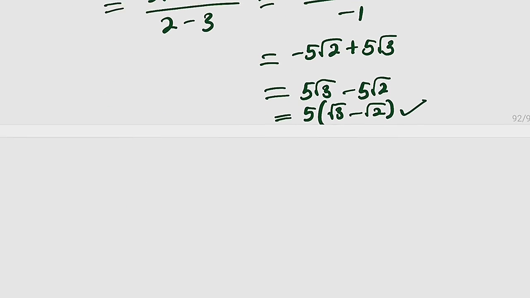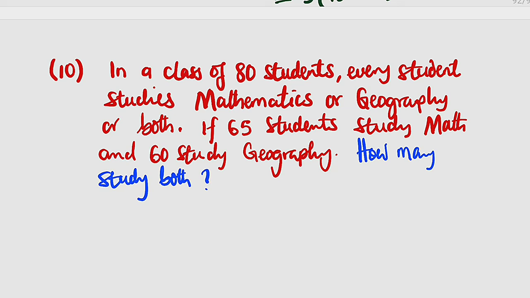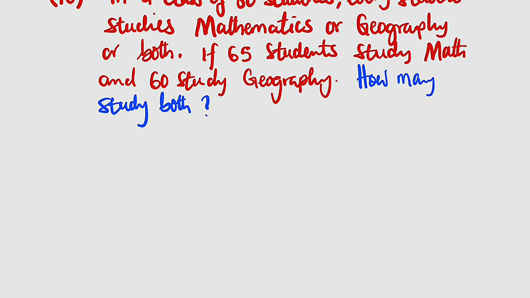Now let us move on to question number 10. All right, here is question number 10, which reads, in a class of 80 students, mark this number. It is the universal set. That is the total number of students. Every student studies mathematics or geography or both. If 65 students study mathematics and 60 students study geography, we are asked to find the number of students that study both subjects. All right. Since we are looking for the both, it is unknown, right? So I would like to declare it with x.